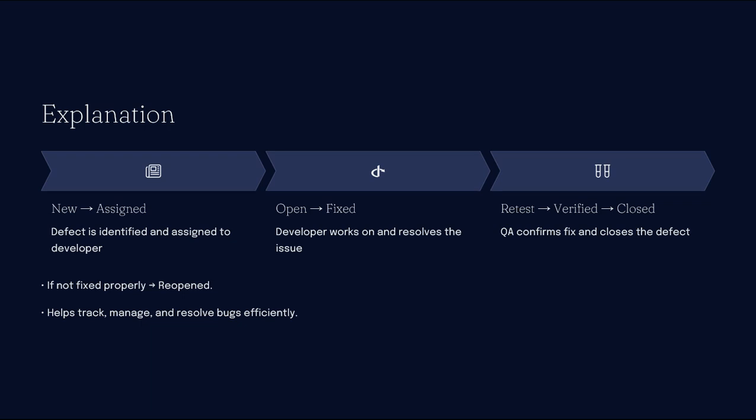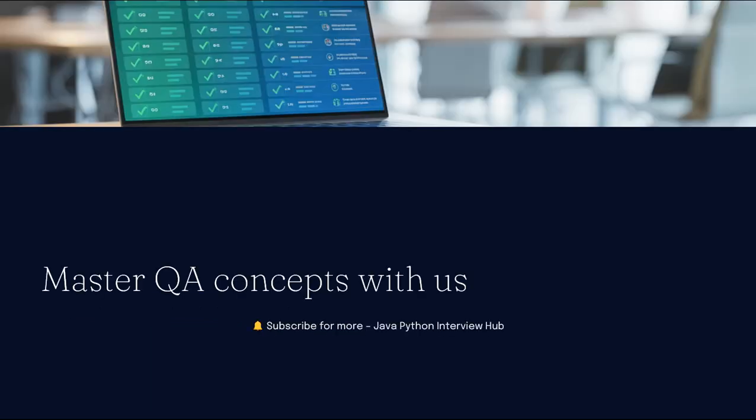Then developer works on and resolves the issues, means defect is open to fixed. Then QA confirms the fix and closes the defect, then it will be reset to verified and verified to closed. If not fixed properly, it will be reopened. Helps track, manage and resolve bugs efficiently. So hope you understand the defect life cycle.